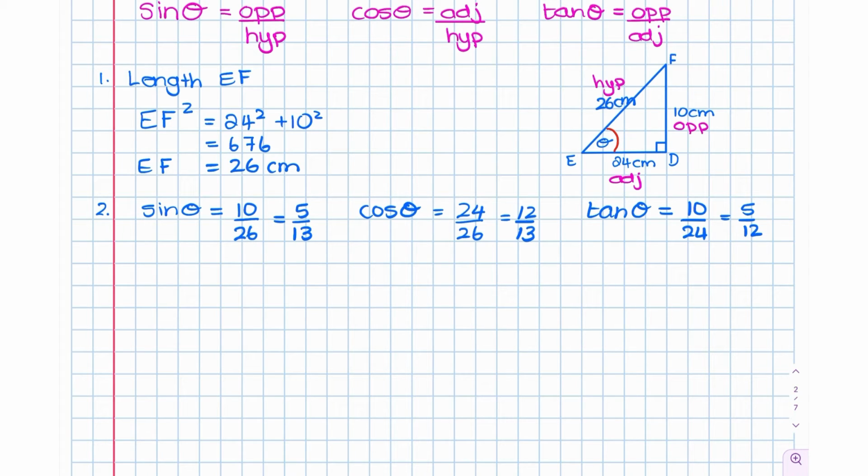So if the question asks you to work out the three trig ratios, the first thing is to go and label the sides of your triangle, knowing that you have your reference angle given. After that, you can just go and substitute in the values for each of the corresponding sides that are relevant for that trigonometric ratio.